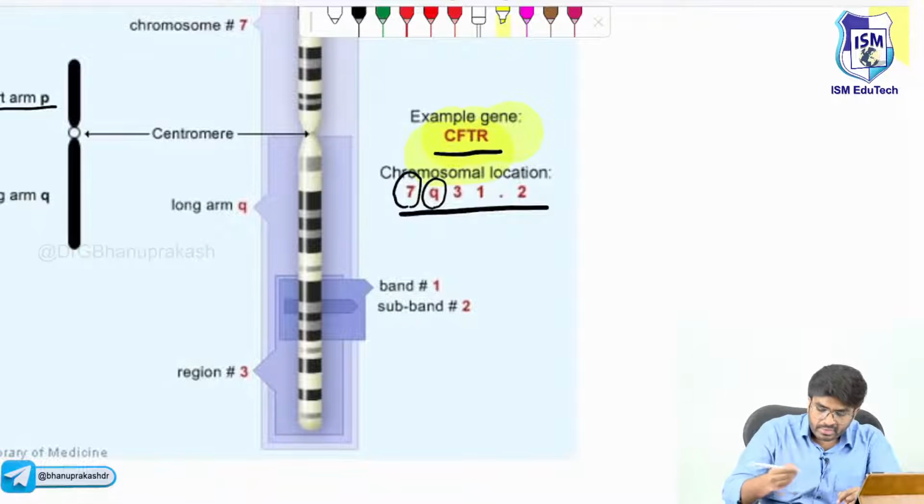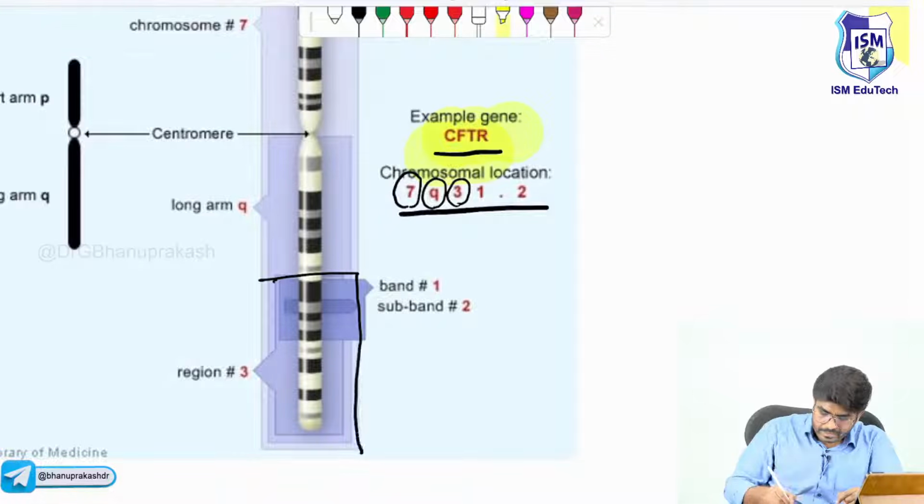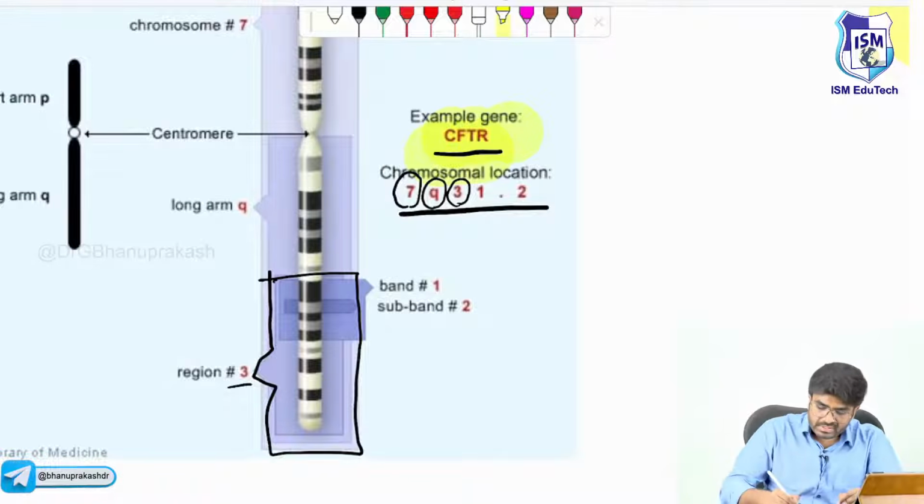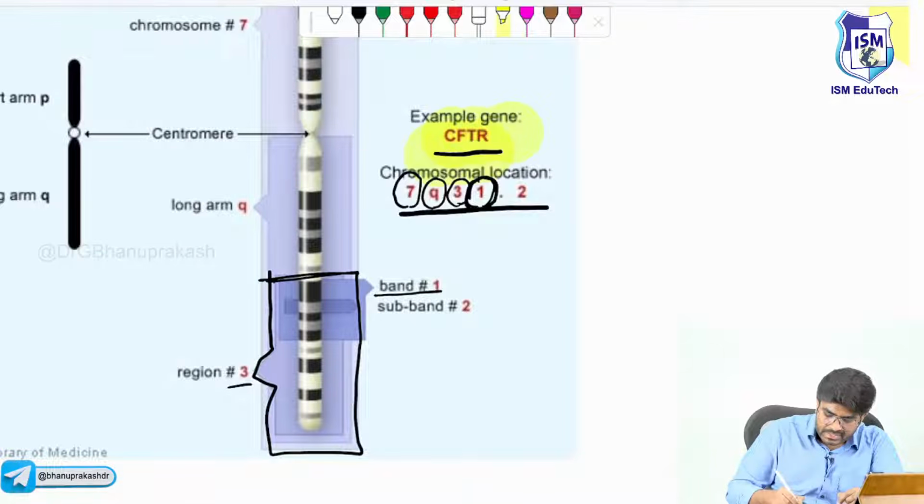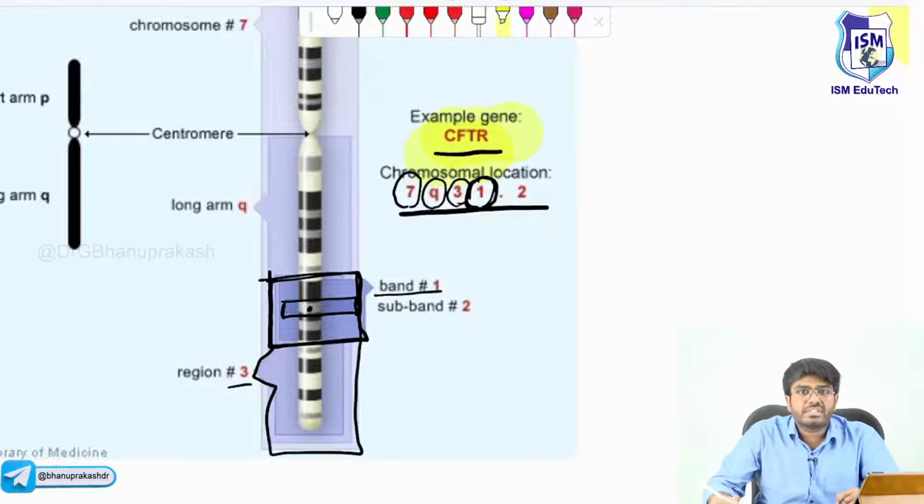Now look at this 31.2. What does the 3 stand for? 3 stands for the region. In region number 3, 3 stands for region. And 31, so what does the 1 stand for? 1 stands for band 1. In this region, this is the first band. In band 1 and subband 2. So this is the exact location of the CFTR gene.